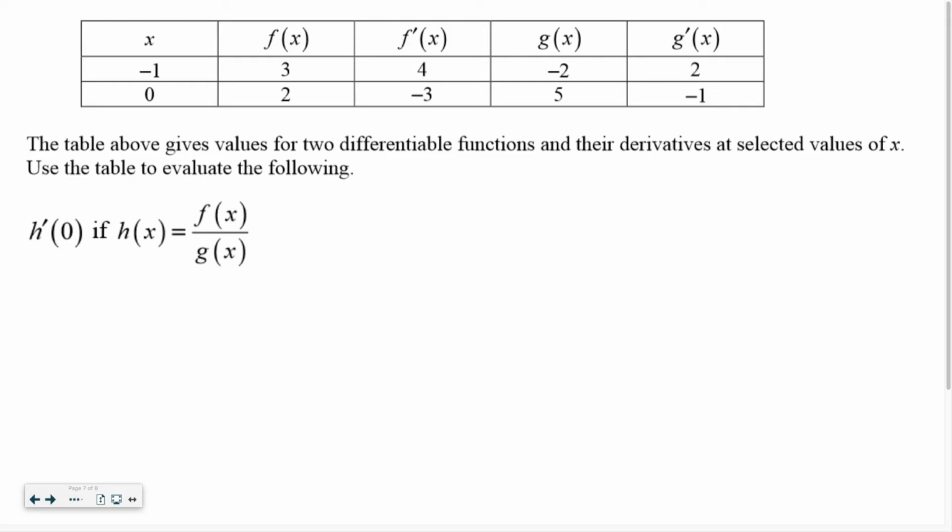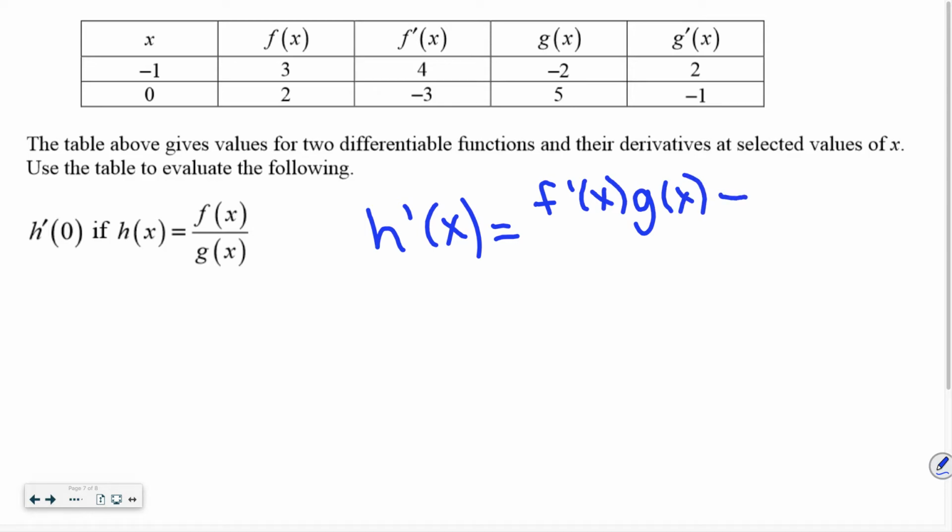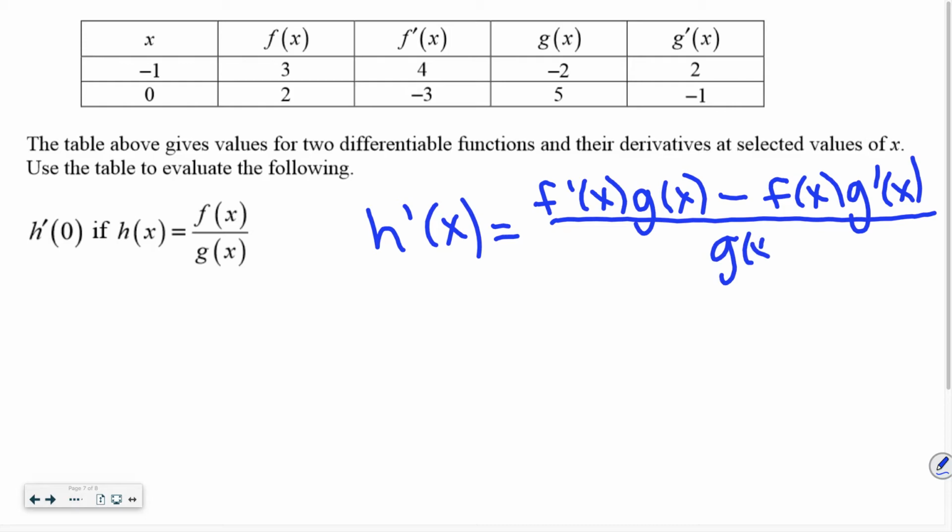Okay. All right. They've presented us with a quotient. It doesn't matter that we don't know what f of x is. It doesn't matter that we don't know what g of x is. We know that we have a quotient. So we can do the quotient rule. So the derivative of h is the derivative of the numerator times the denominator minus the numerator times the derivative of the denominator all over the denominator squared. That is the quotient rule.